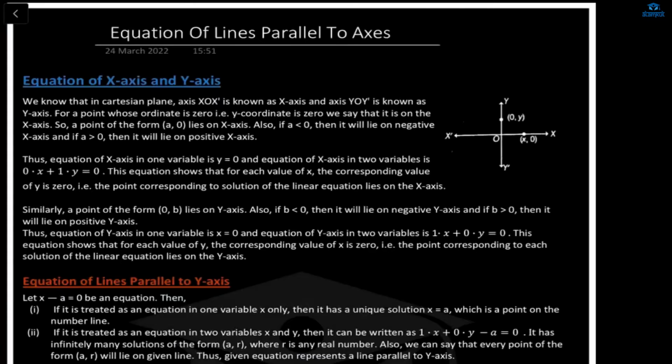Today we are going to cover the equation of lines parallel to the axis. Okay, lines parallel to the axis. There are two axes in the Cartesian plane: the x-axis and the y-axis. When we draw the Cartesian plane, there are two axes.